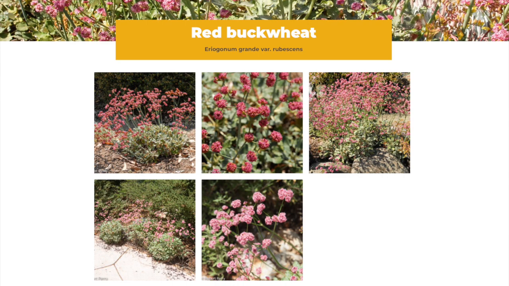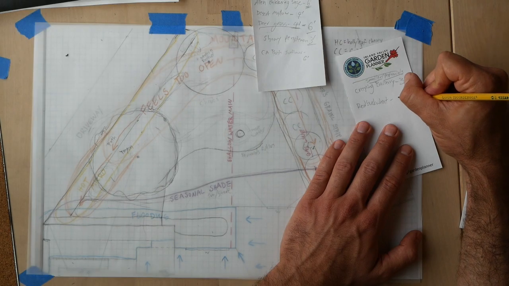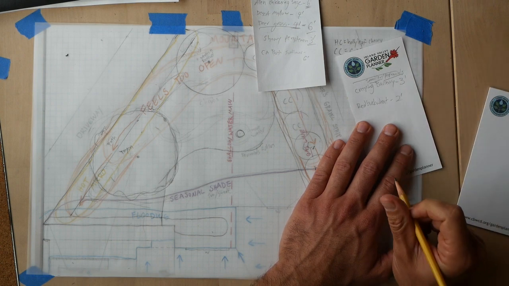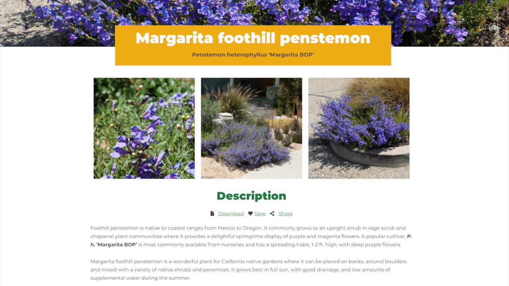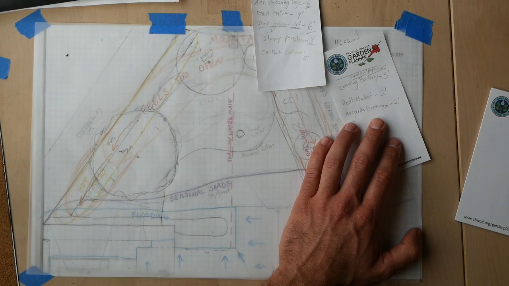We have red buckwheat, about 2 to 3 feet wide in the garden. For planting purposes, we'll consider it about 2 feet. If we do it near a path, we'll maybe give it a little bit of extra room. We also have Margarita foothill penstemon, also called Margarita BOP penstemon. That's sometimes considered 1 to 2 feet. Occasionally I see it a bit larger, but we'll call it 2 feet for the purposes of this design. Another great one, can take full sun or partial shade.